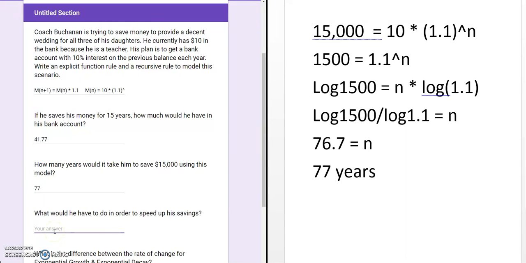What would you have to do in order to speed up his savings? You're going to have to add money each month to the savings account. Add money each month. This is that regular payment that we've talked about in previous classes.